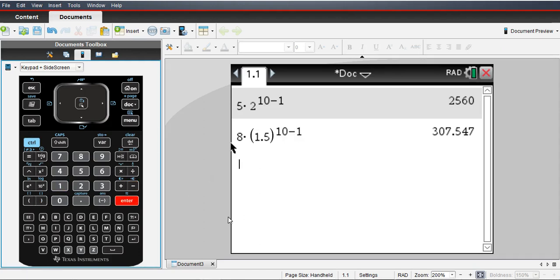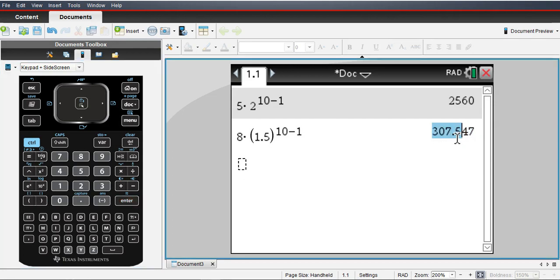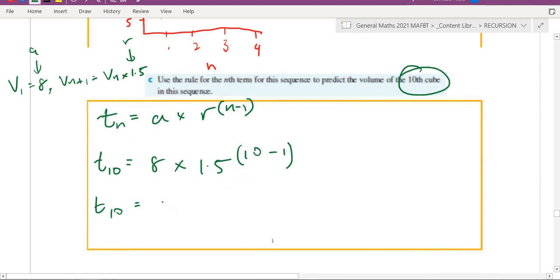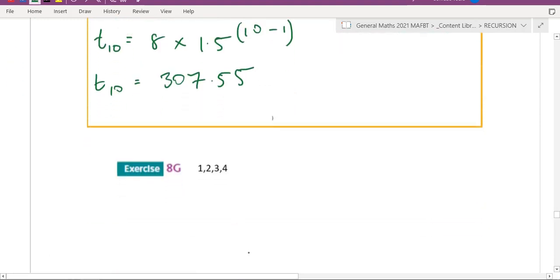That equals 307. Alright, really quickly, what would that be to 5 significant figures? 5 sig figs. What would this be, guys? 0.55. Yeah, to 5 significant figures. So 307.55. Good. Alright, so that's basically 8G, and I'll stop there.